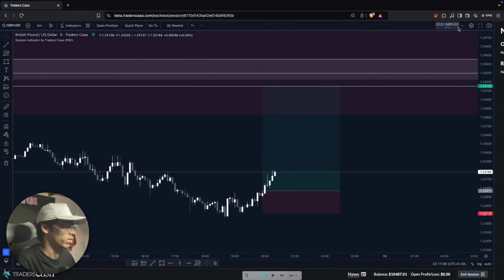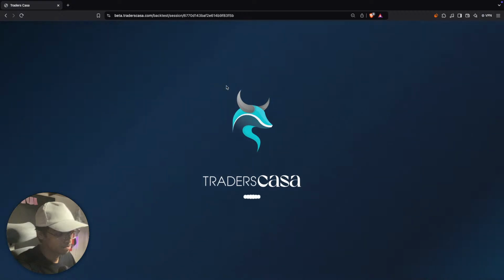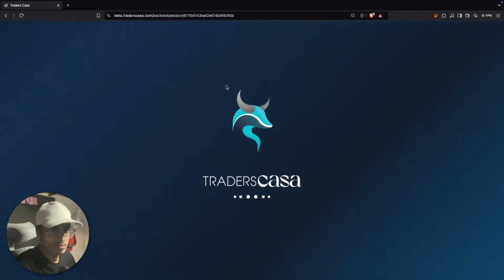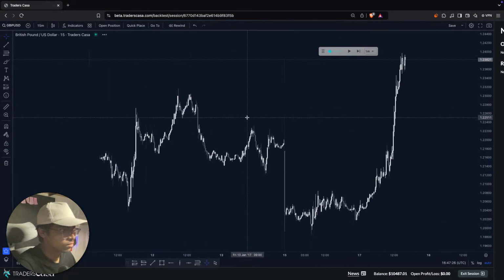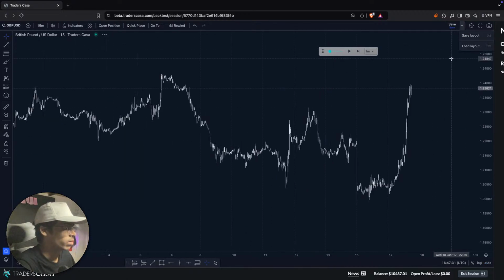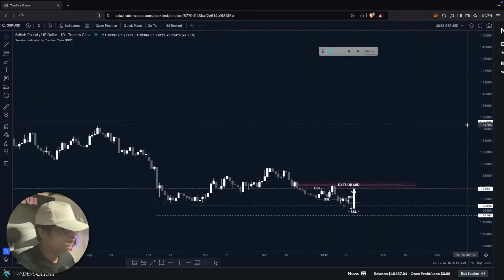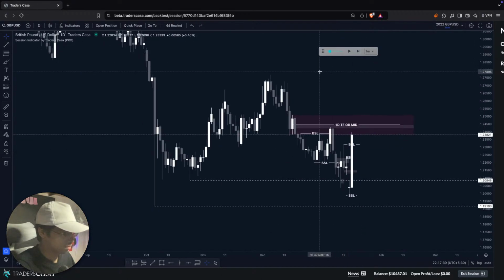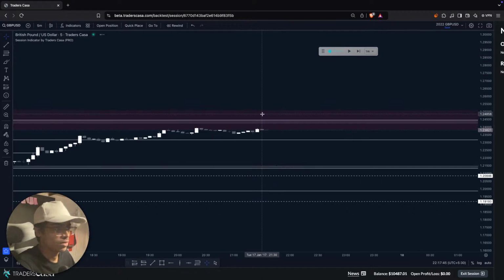Oh shit, we have got to save this thing. I don't know what the hell this side is doing. Okay, let me load the layout. I am very glad I didn't buy the pro version of this thing. Um, 5-minute time frame.